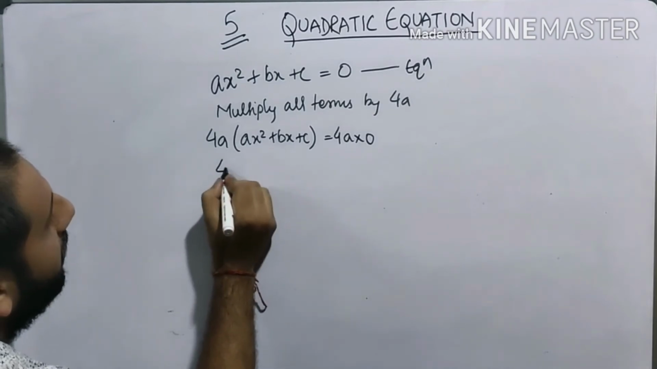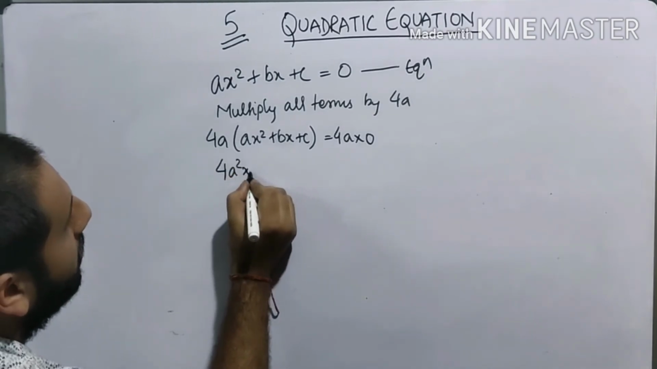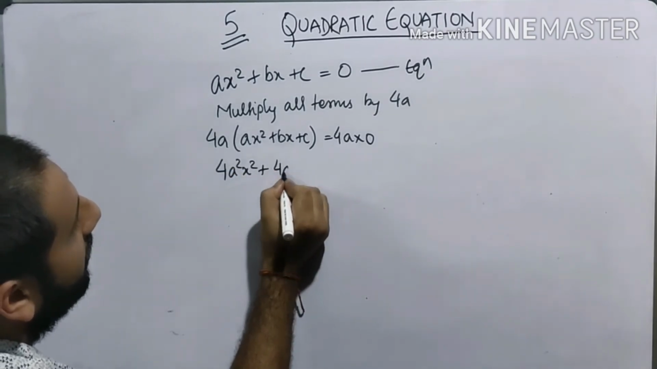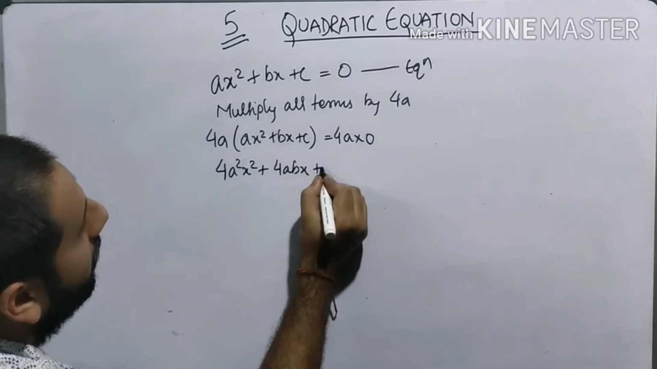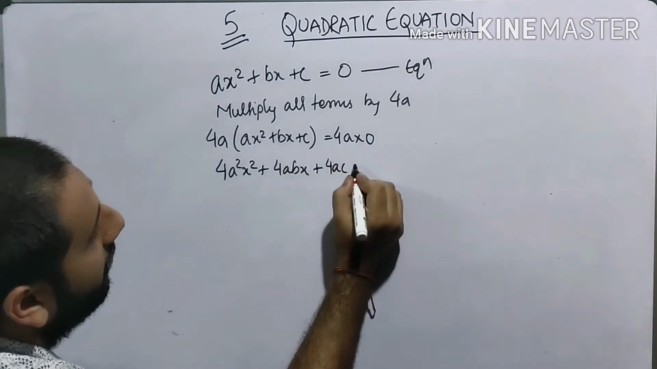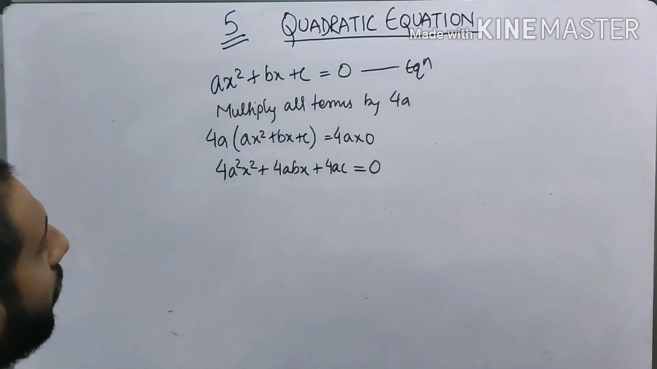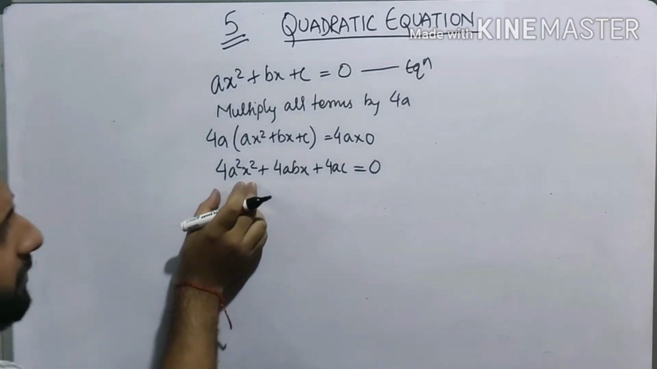Opening the bracket, this becomes 4a square x square plus 4abx plus 4ac is equal to 0. Now what I will do is bring this in a plus b whole square form.